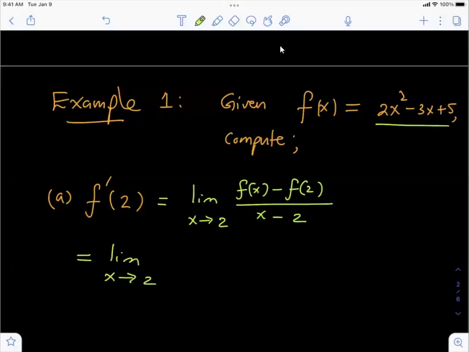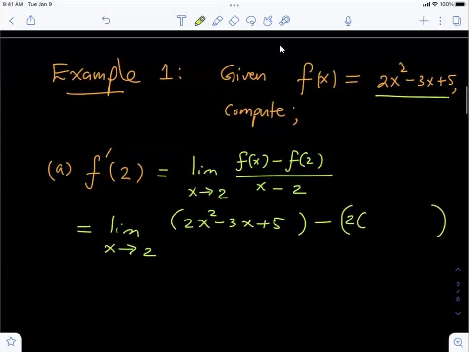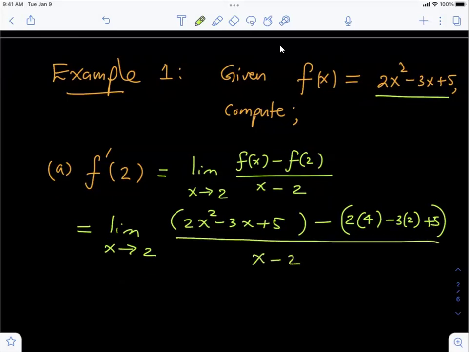So 2x squared minus 3x plus 5, that is my f of x. I'm going to write it down, and minus, now I need f of 2. Let's compute it here, or you can compute it separately. What is f at 2? I'm going to do the computation right here. 2 times 2 squared is 4, minus 3 times 2, plus 5. The whole thing should be divided by x minus 2.